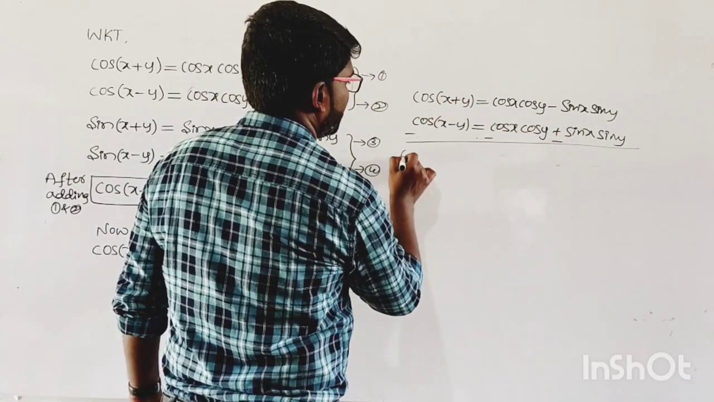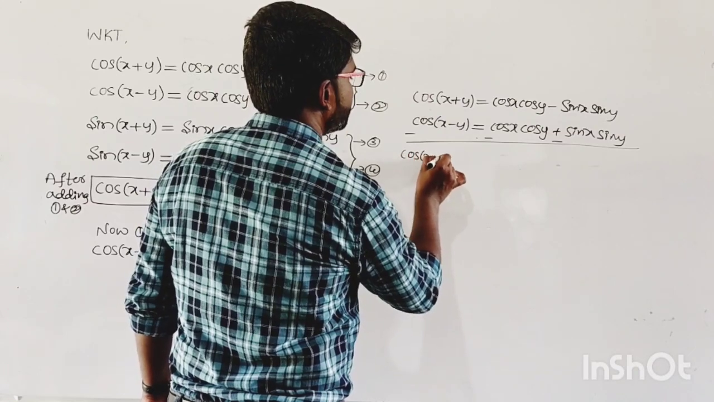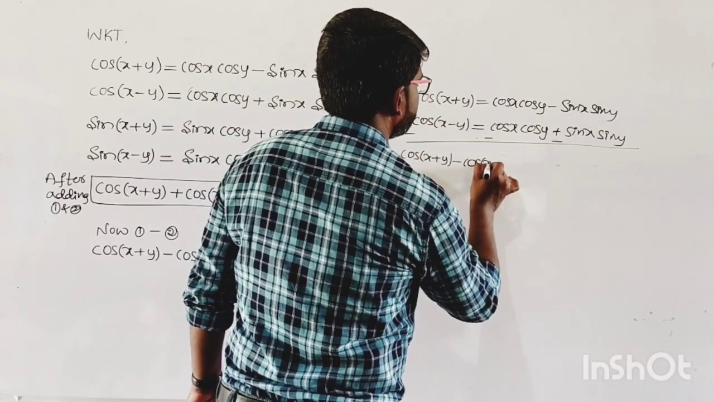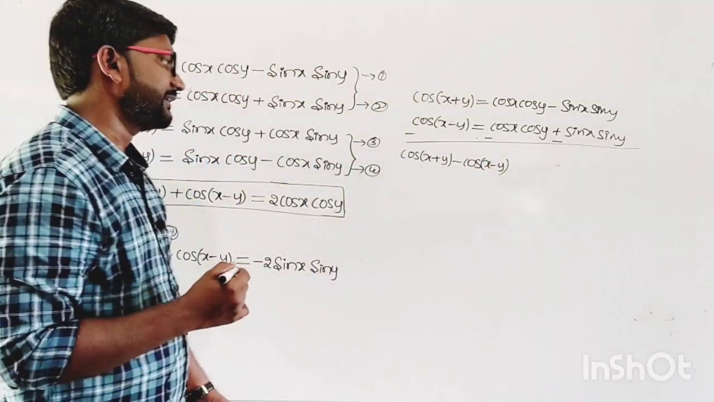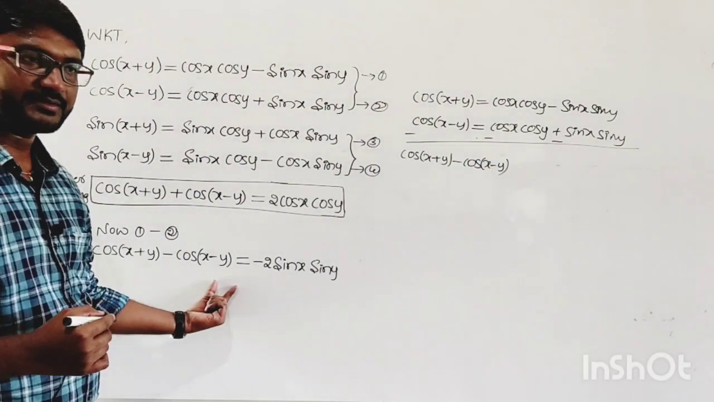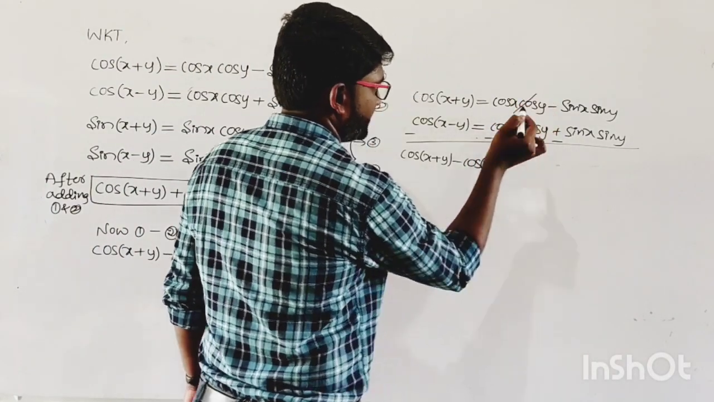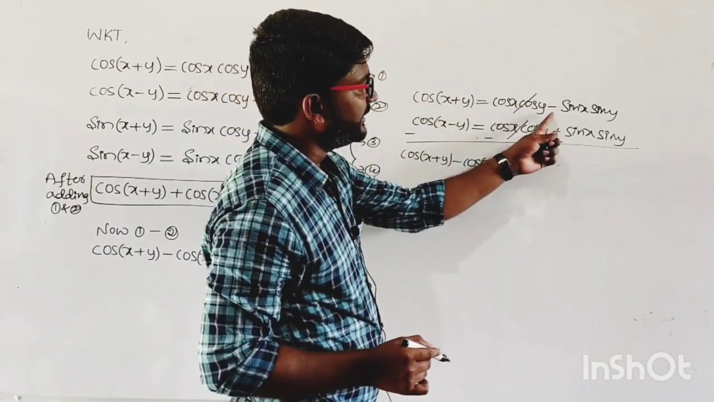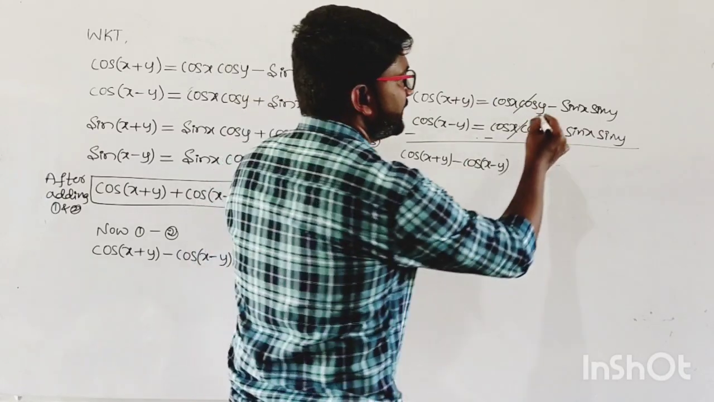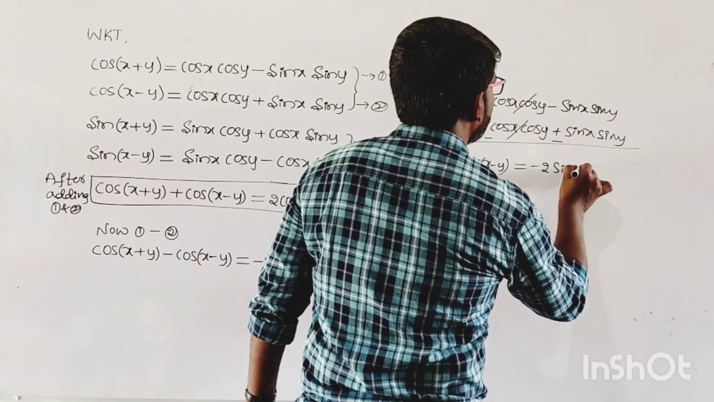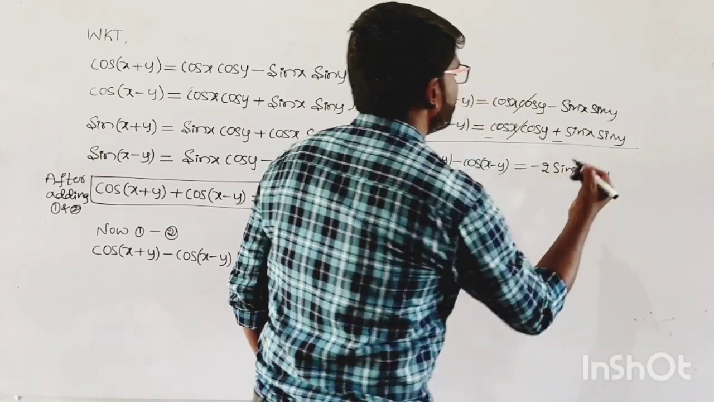So what happens now? Cos of x plus y minus cos of x minus y. So that's what I have written, cos of x plus y minus cos of x minus y. So plus cos x cos y and minus cos x cos y get cancelled. So here we have both minus signs. So here we get minus 2 sin x sin y.